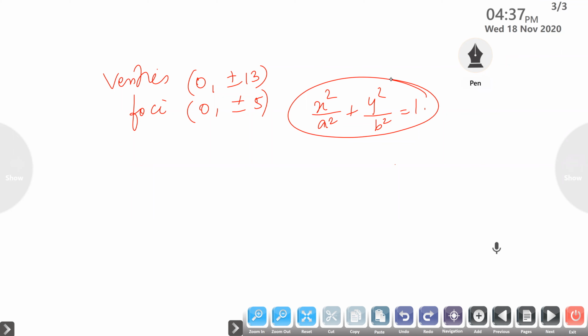Now read. X square by b square plus y square by a square equal to 1. If the major axis is y-axis, okay, Michael, note that correction. So the standard equation takes the form x square by b square plus y square by a square is equal to 1, because here x coordinate is 0. X coordinate is 0 means that it will lie on y-axis.